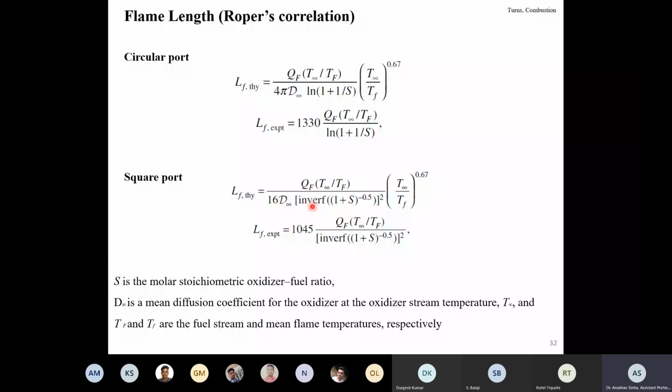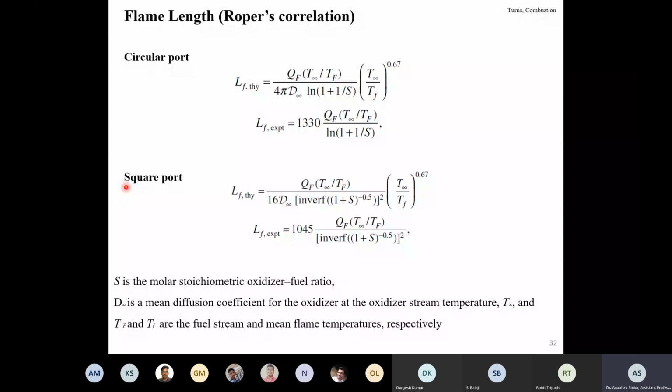Once we go to numerical problems, it will be much more clear. Today, just have a look at this; I will upload it. You can go through these equations. Basically, there are different correlations for different port geometry. This is for circular port. This is for square port. Similarly, for slot burner, he has given three conditions.